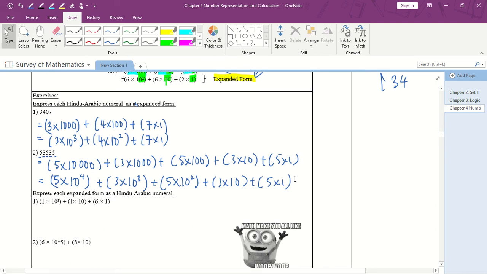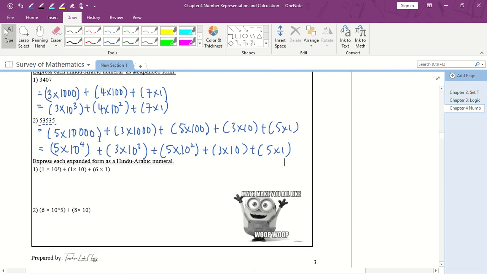Of course, we learned how to convert to expanded form. We also need to learn how to convert back to the normal form. So let's look at the questions here. 1 times 10 power of 3. So 1 times 10 power of 3. So we know that it is times 1000 plus 1 times 10 plus 6 times 1. And we know that this is 1000, 10 plus 6. So it will be equal to 1016. That's it.